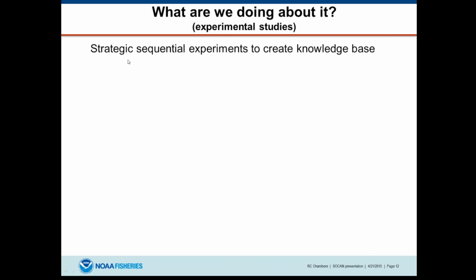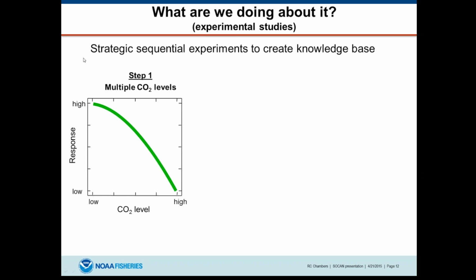So the way we've been spending most of our efforts and funding and time is through experimental approaches to understanding how OA affects biological responses. And the way we approach this is through a strategic stepwise approach. Step one is a one-way experimental design where we manipulate CO2 level and measure a response. And the responses, I'll get into them in detail shortly, but say for instance, survival of the embryos. And then this is a hypothetical drawing in this case, but we look for the shape of that response.